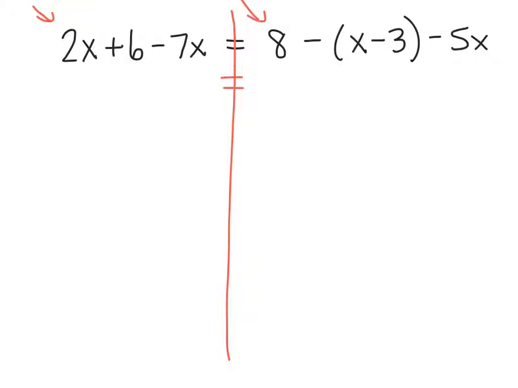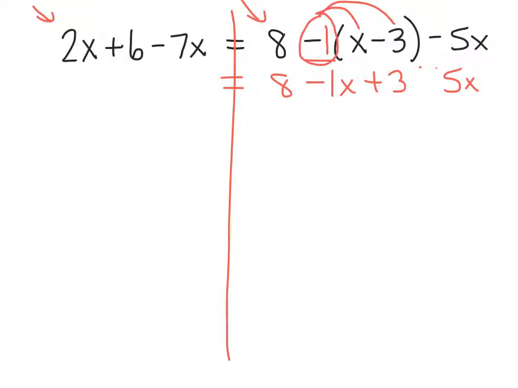In front of the parentheses, there is no number directly in front here. So I'm going to put a 1 in front of here, and then I'm going to distribute this negative 1. Negative 1 times x is negative 1x, and negative 1 times negative 3 is positive 3. And then I'm going to bring everything else down. So that should have been a minus 5x.